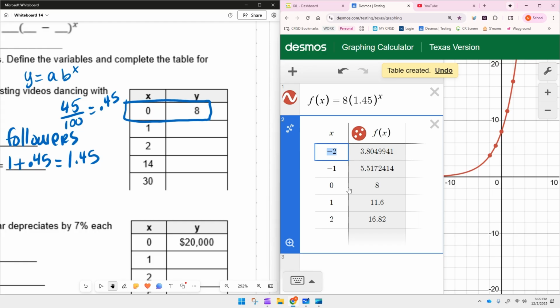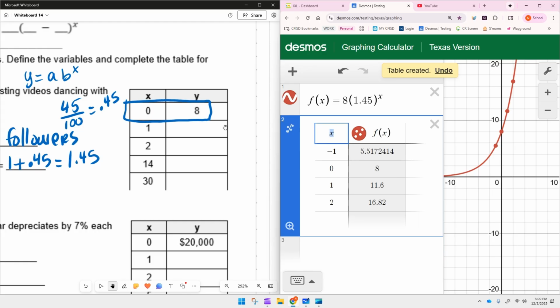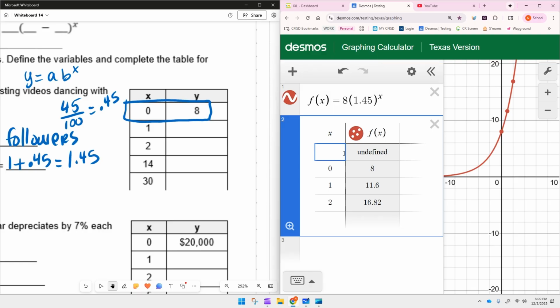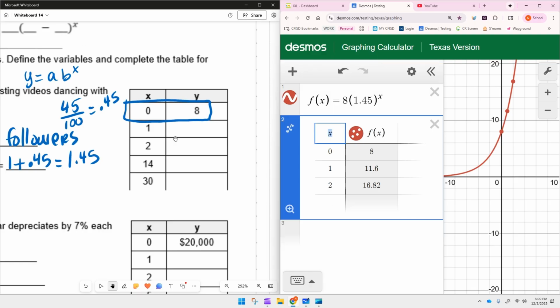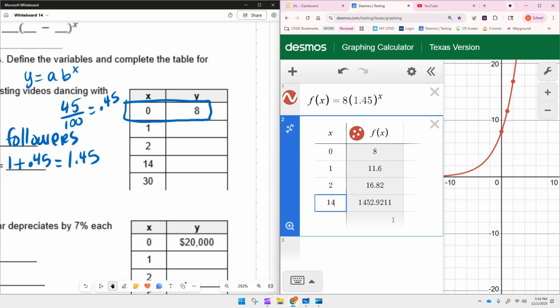Now I don't need the -2 and I don't need the -1. So I'm just going to click in it and take it out. We're starting at 0. We go to 1, we go to 2. Then the next value is 14 and the value after that is 30. Okay. Now, let's talk about our values. When x is 1, so after 1 day, we have 11.6.